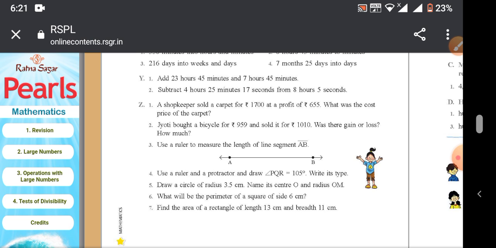Okay, next. Jyoti bought a bicycle for rupees 959 and sold it for rupees 1010. Was there gain or loss? How much? So it was gain. So tagondirodu bicycle purchase madirodu 959 rupees ge. So adena sold madiro andre sell madirodu 1010 rupees ge. So adrinda idu illi profit agide. So how much profit we have to find out that.